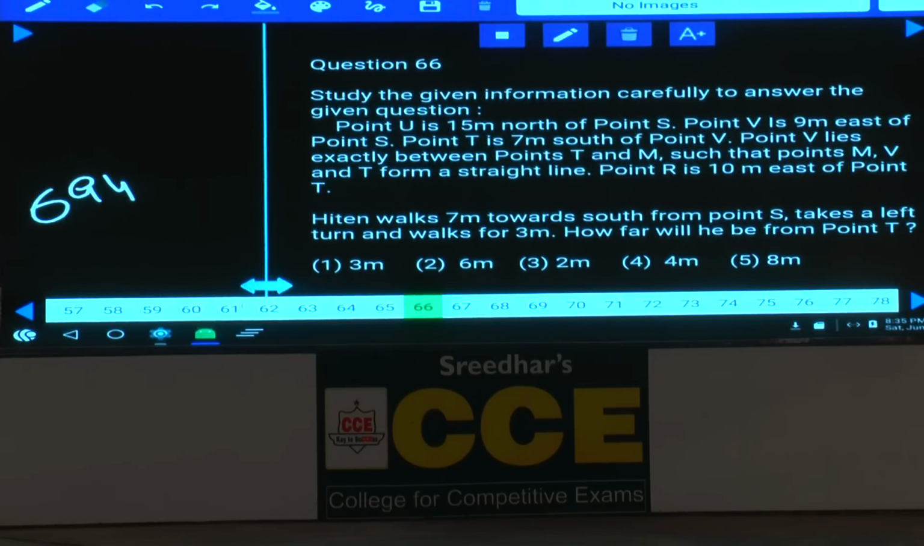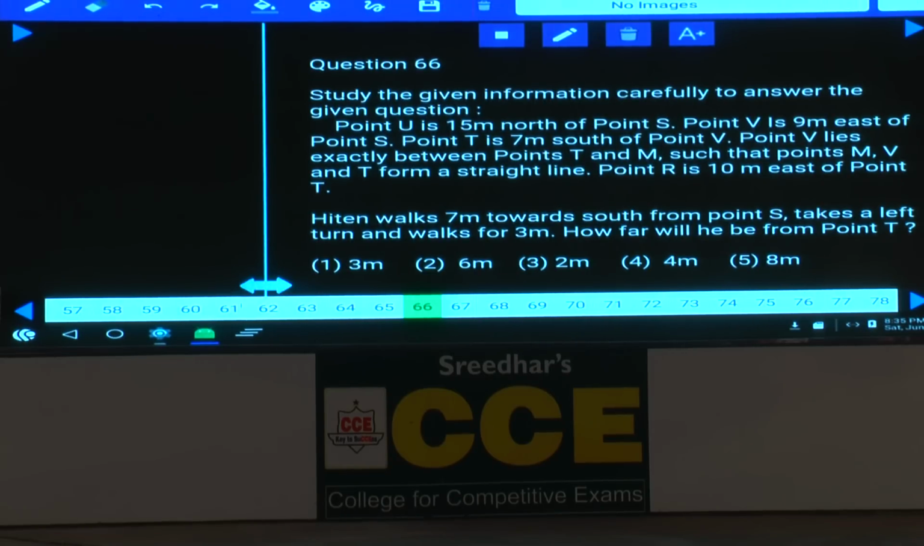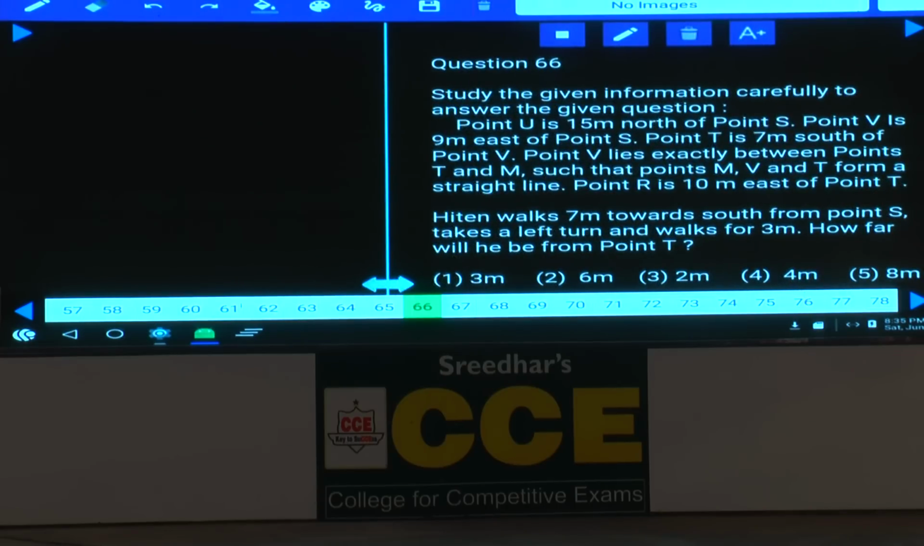Now in this paper number 694, question number 66 onwards, 66 to 70. Questions 66 to 68, these three questions, are based on directions. What is the information here? U is 15 meters to the north of S. S is here. U is 15 meters to the north of S.